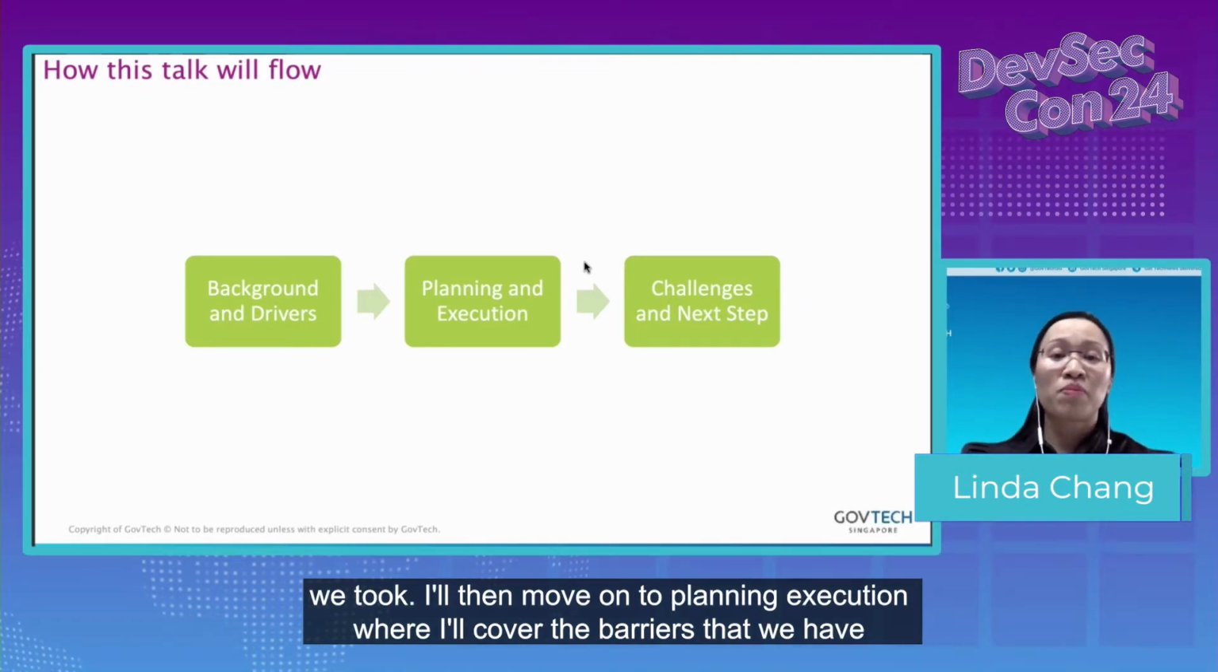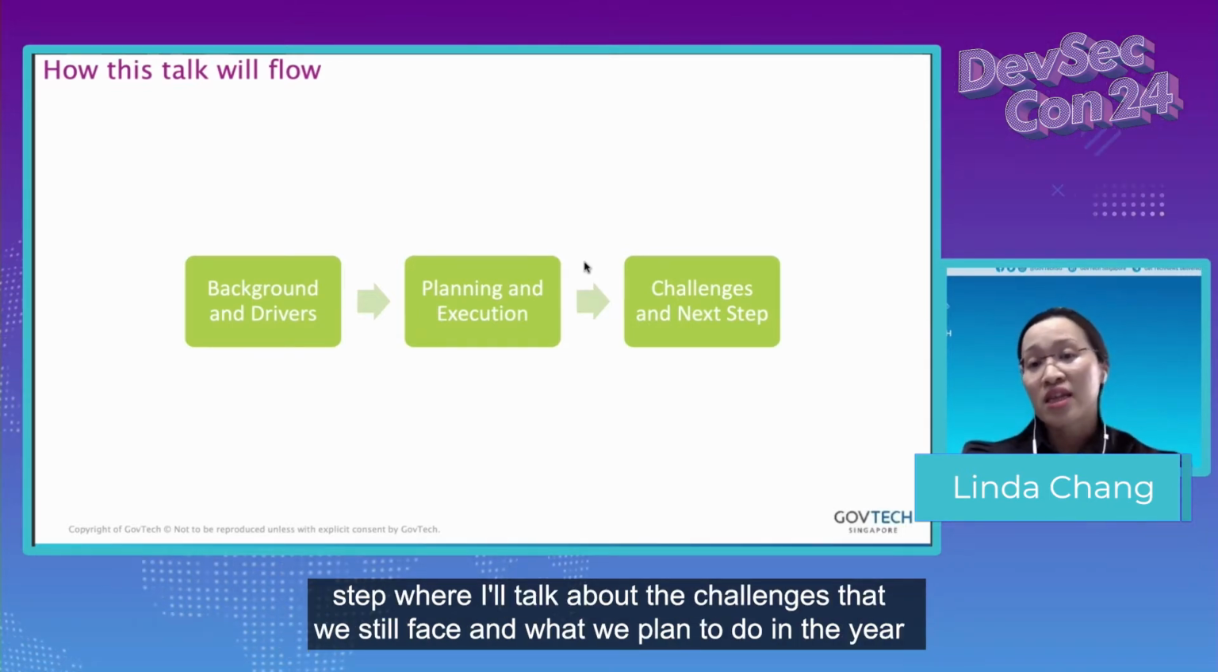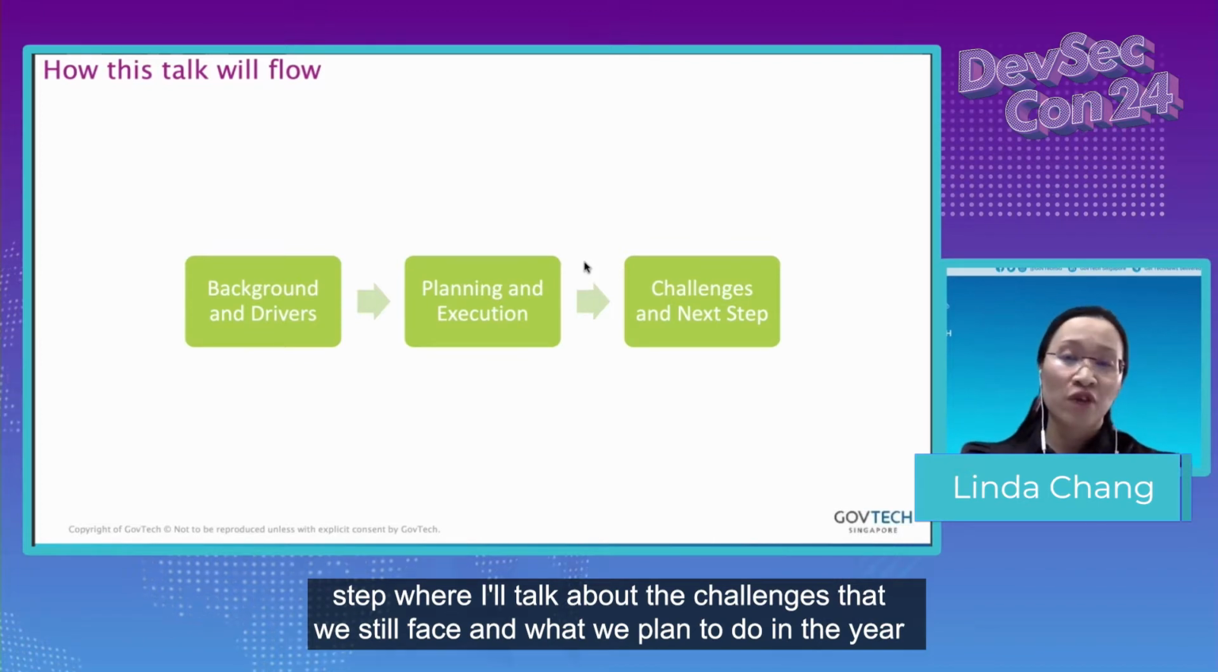I'll then move on to planning execution, where I'll cover the barriers that we have identified and how we've tried to overcome them. I'll then end off with our challenges and next steps, where I'll talk about the challenges that we still face and what we plan to do in the year ahead.